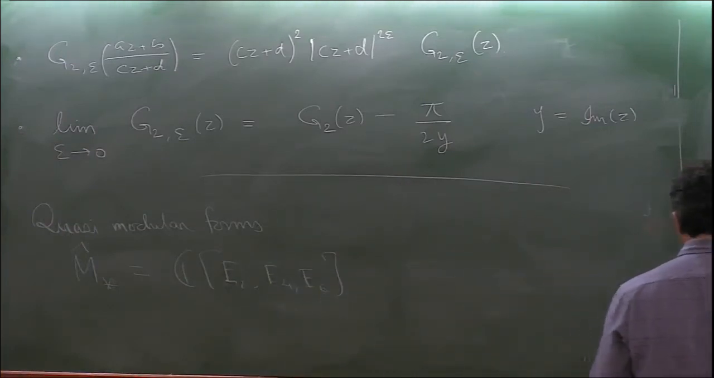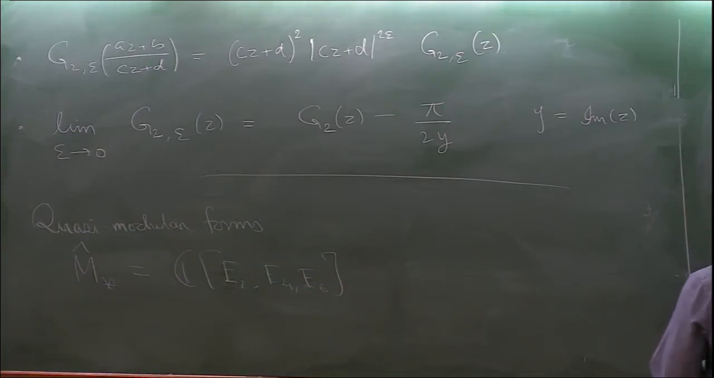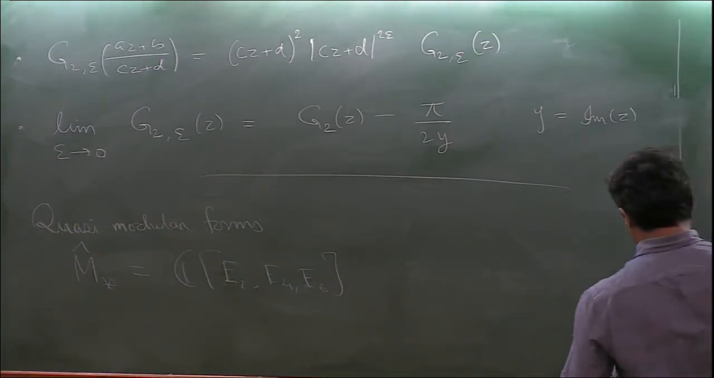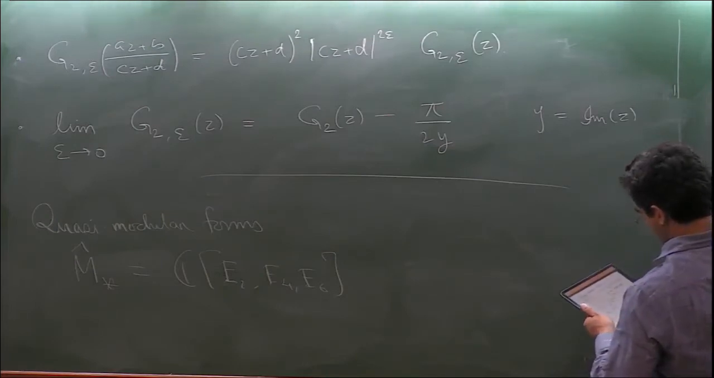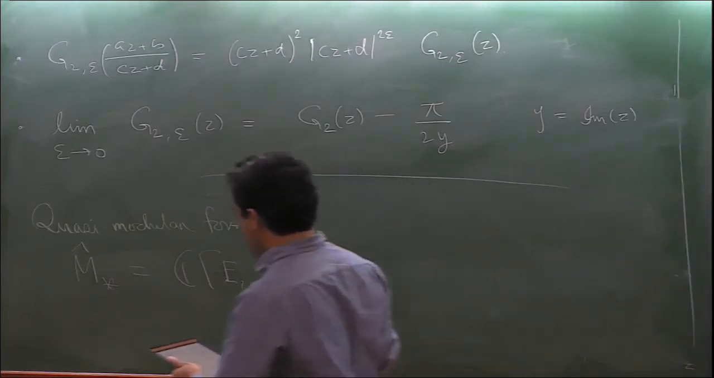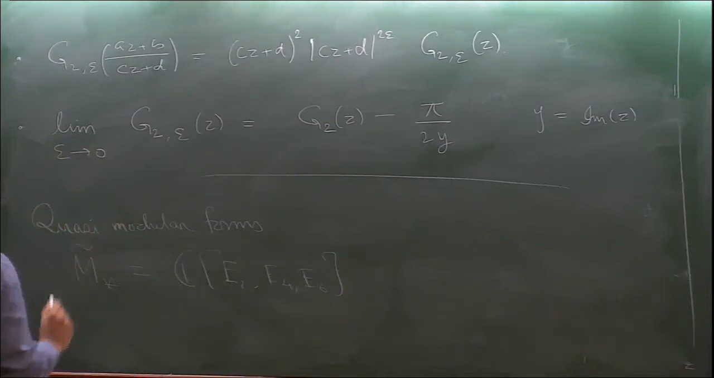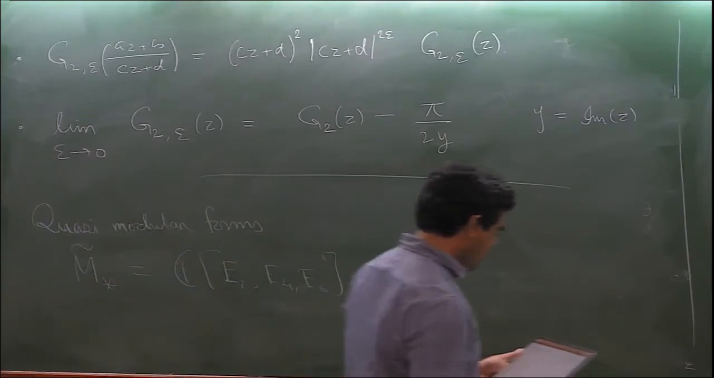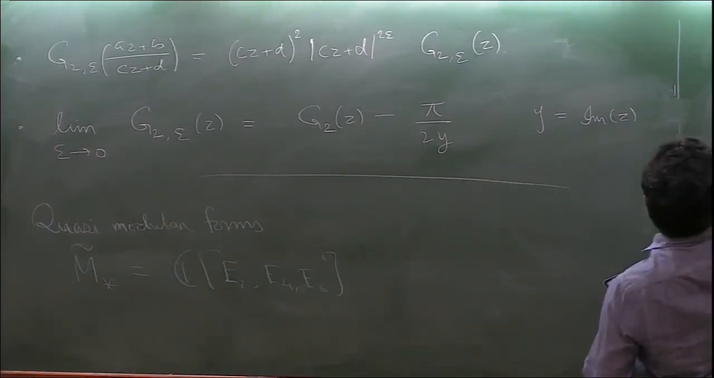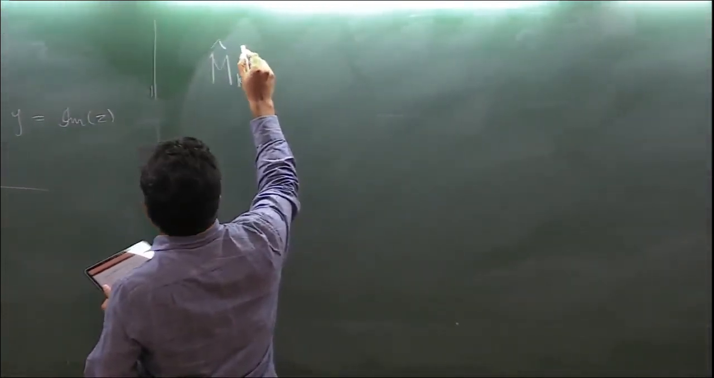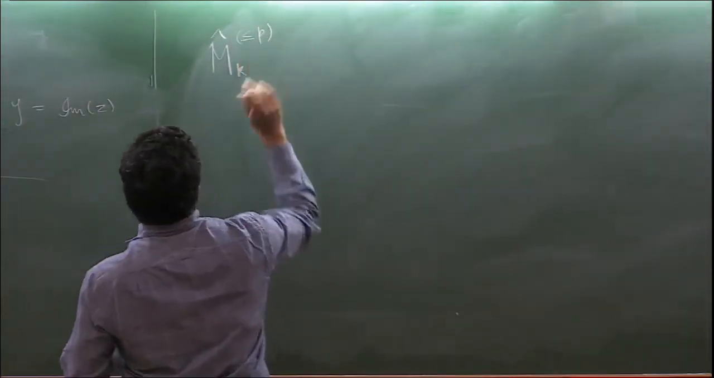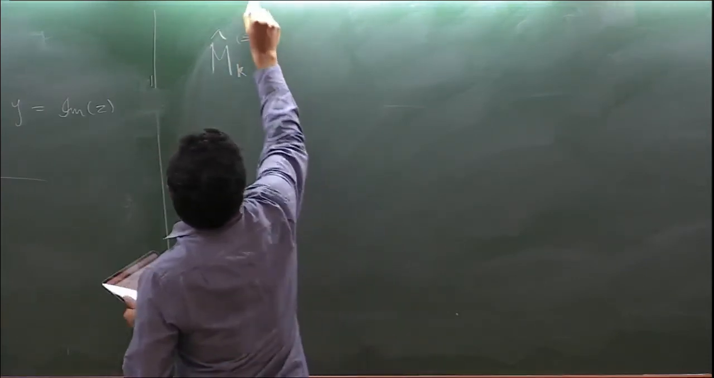But in any case, we have to define the following. Almost holomorphic. No, I think I'm using this notation. So M tilde is the quasi-modular forms. Okay, so M_k hat, less than or equal to P. So P is just some non-negative integer.